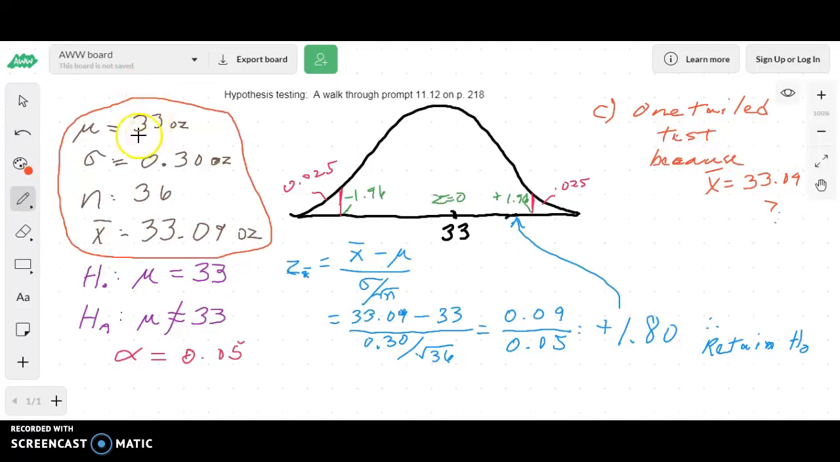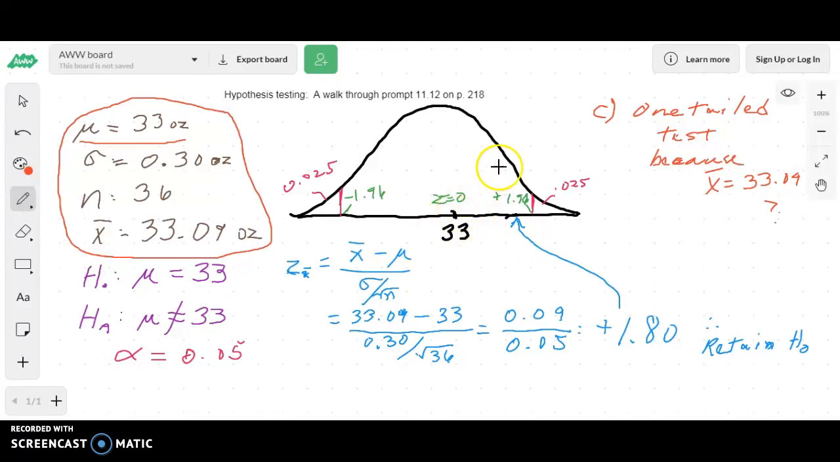If you think about it, if this is designed to produce boxes of 33 ounces, quality control has to make sure that the machinery is not producing boxes that are either too heavy or too light. So it has to test for both. In a two-tailed test, we have a normal curve, and again we're hoping that on average the mean of all the samples is 33.